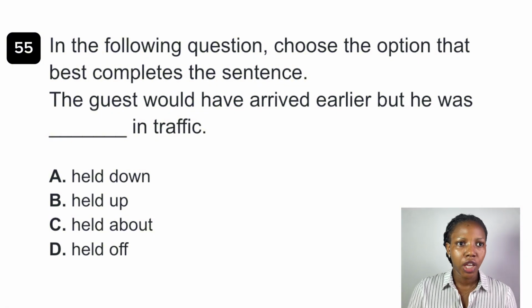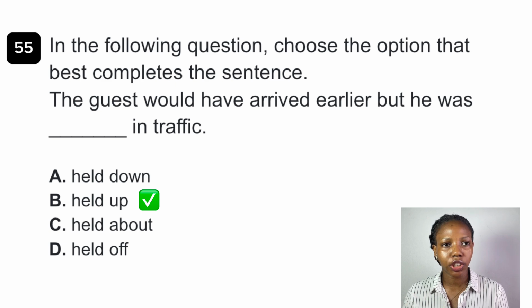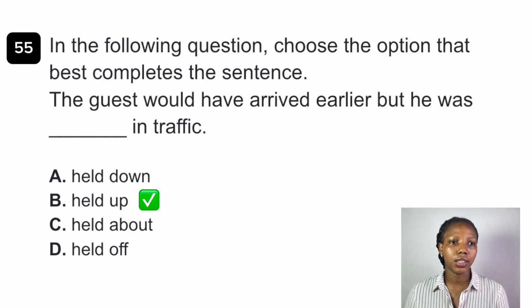Question 55. In the following question, choose the option that best completes the sentence. The guest would have arrived earlier, but he was held up in traffic. So the answer to this question is option B, held up. Held up means to be delayed in traffic. It is used in the context of traffic congestion. So option B is the final answer to this question.